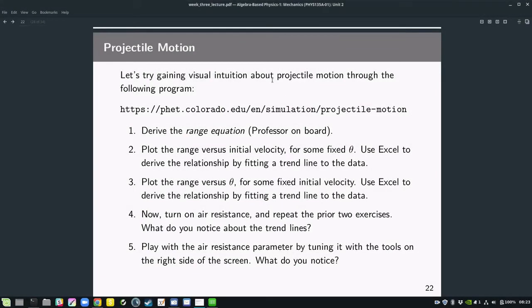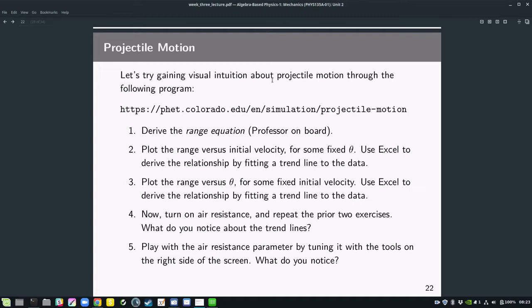Welcome to our tutorial video for Physics 135A for Tuesday, September the 21st. Today we're going to do a simple PHET exercise involving the range equation from the reading, as well as data linearization and graphical analysis. So let me direct your attention to slide 22 of the Unit 2 lecture notes. And I'll read the first part.